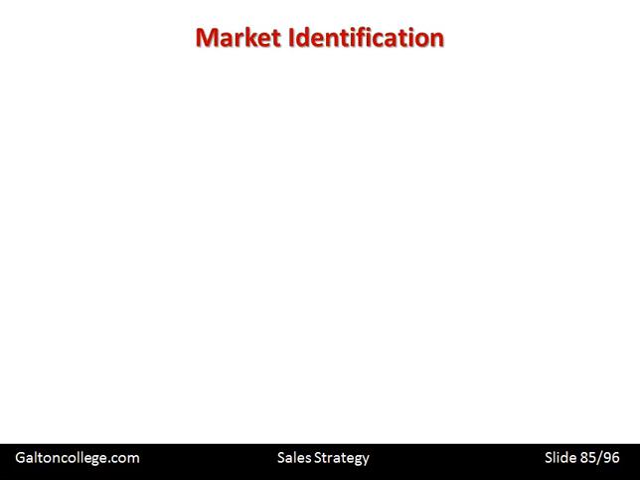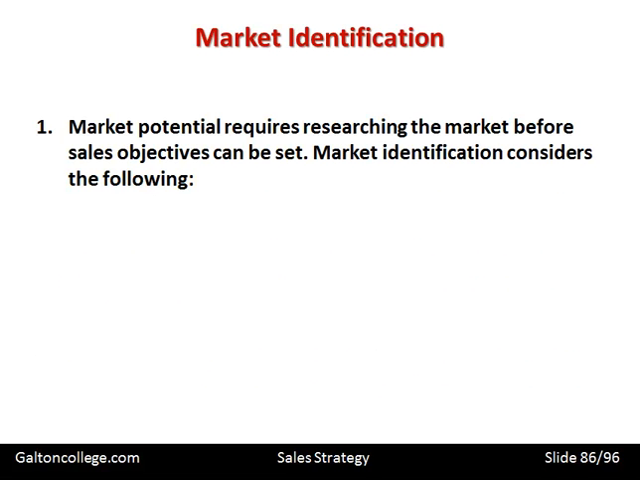Market identification. Well, market potential requires researching the market before sales objectives can be set. It's important to identify the market. It's important to understand which market the company is selling into. Otherwise, its efforts are going to be dissipated. Its efforts are going to be across the whole market. It's going to be a waste. It's going to attempt to sell the product to customers who are clearly not interested. So it's important to identify who is interested, who are the customers.